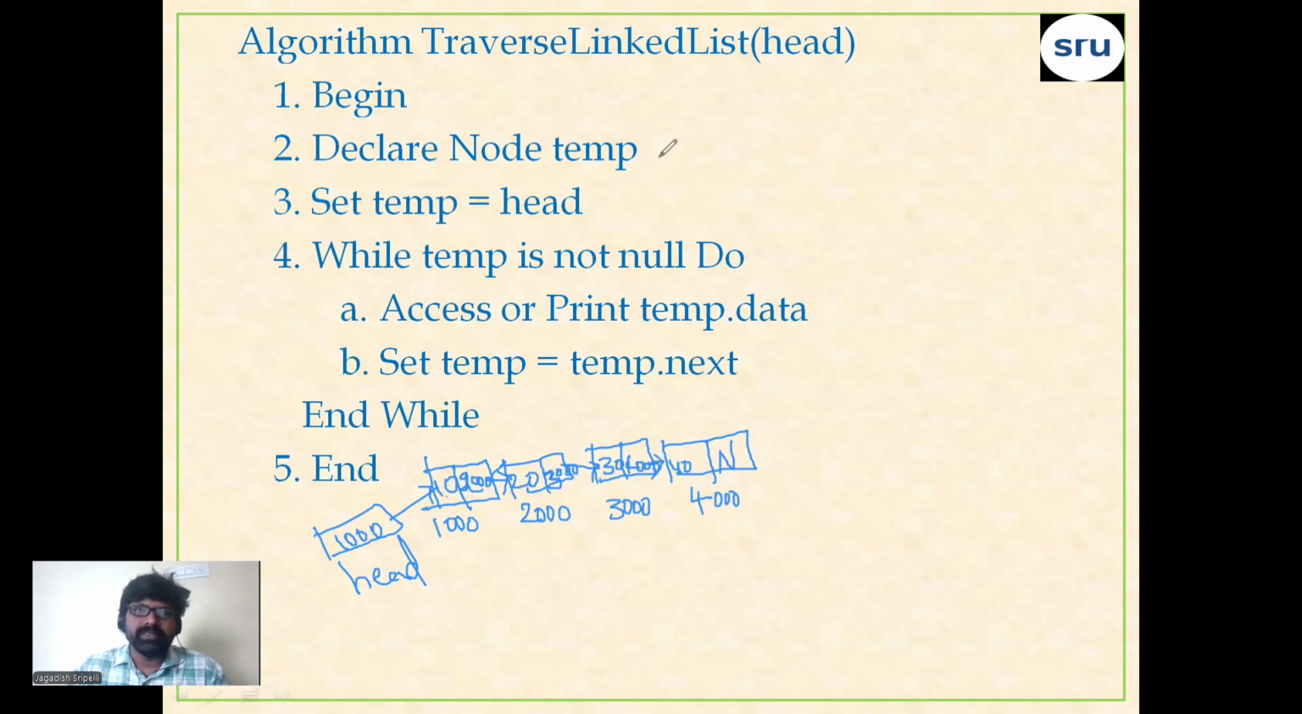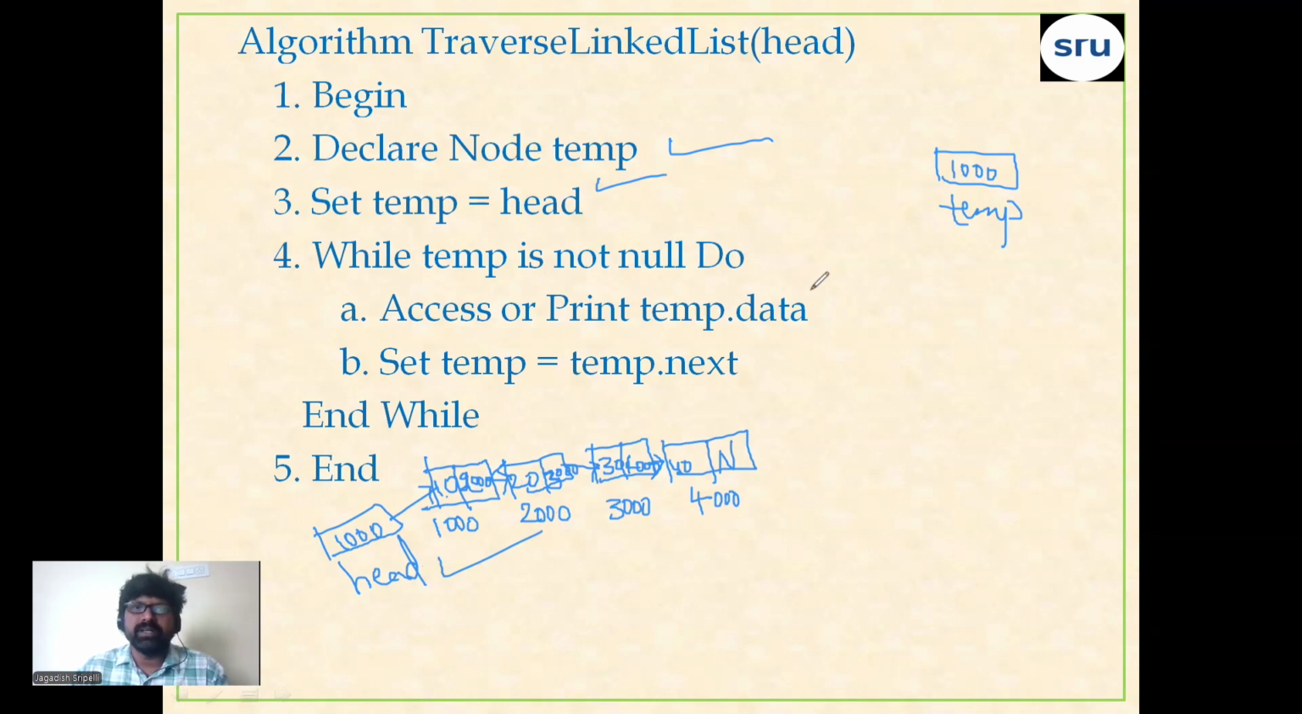How can we do it? Node temp. You can take temp, and inside temp, put the head value. Head is what? 1000. According to our example, the existing list is this one. So according to this, temp equals 1000.